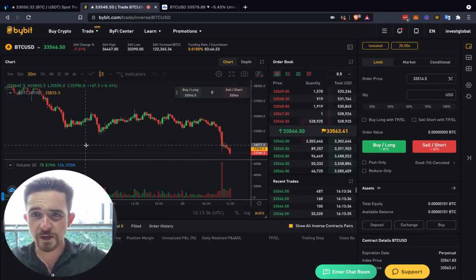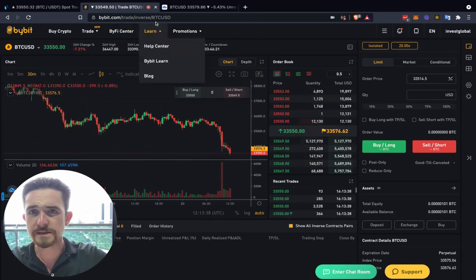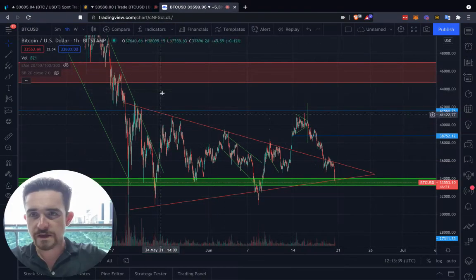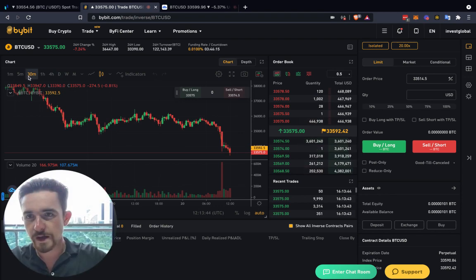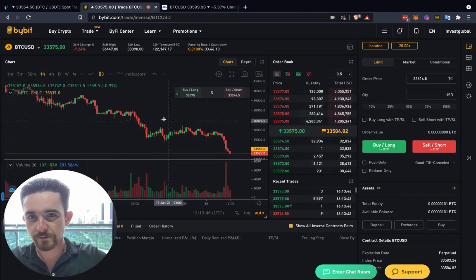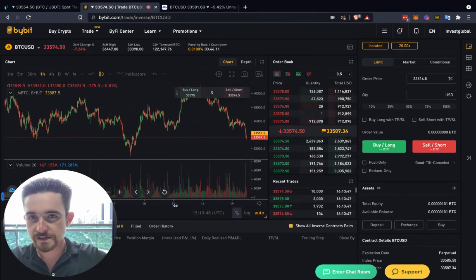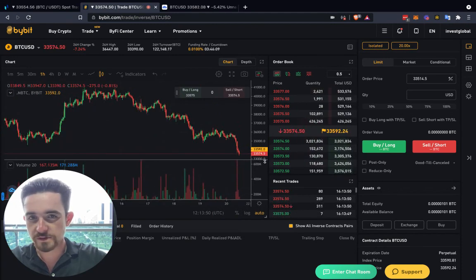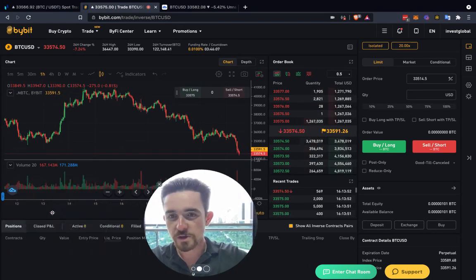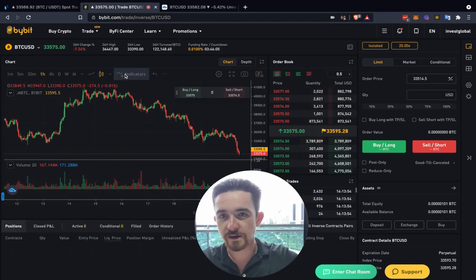So like I was saying, here on ByBit it's basically the exact same, right? You can see the chart right here is just the exact same on the 1 hour time frame. Let's go to the 1 hour, flip it over here. It's the exact same thing. This is volume right here, and you can add and subtract different indicators.